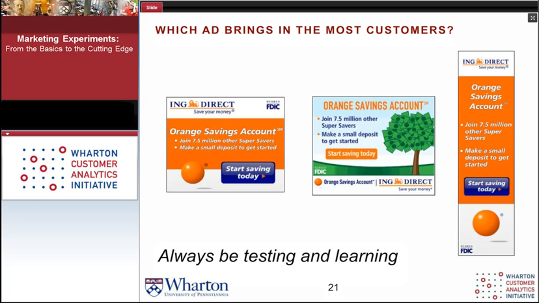They happen to be from a financial service company, ING Direct, which does a lot of advertising. And you might be looking at these three ads and asking the question, which ad brings in the most customers, which has the highest conversion rate? And perhaps before hearing this webinar, or just after the first half, you might run an ABC test. At the end of the test, you'll pick the winner and go with it. And that's this always be testing mentality.